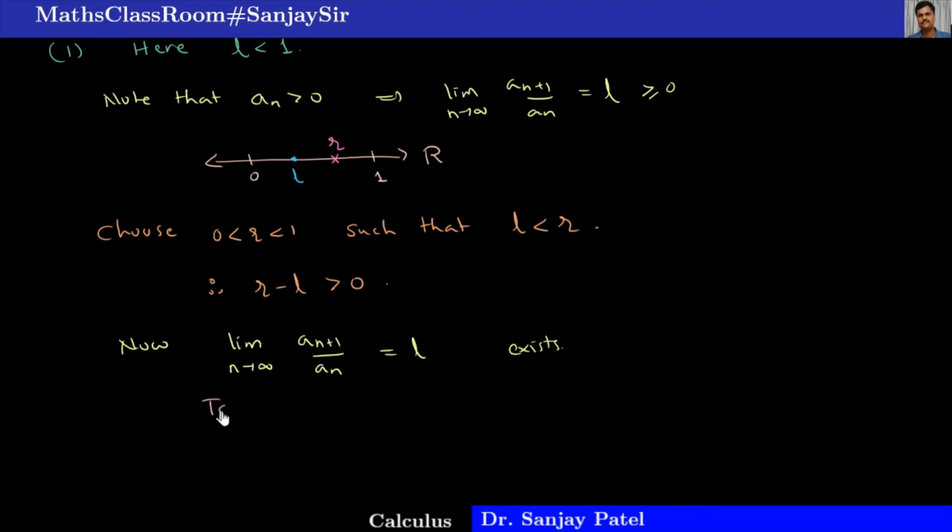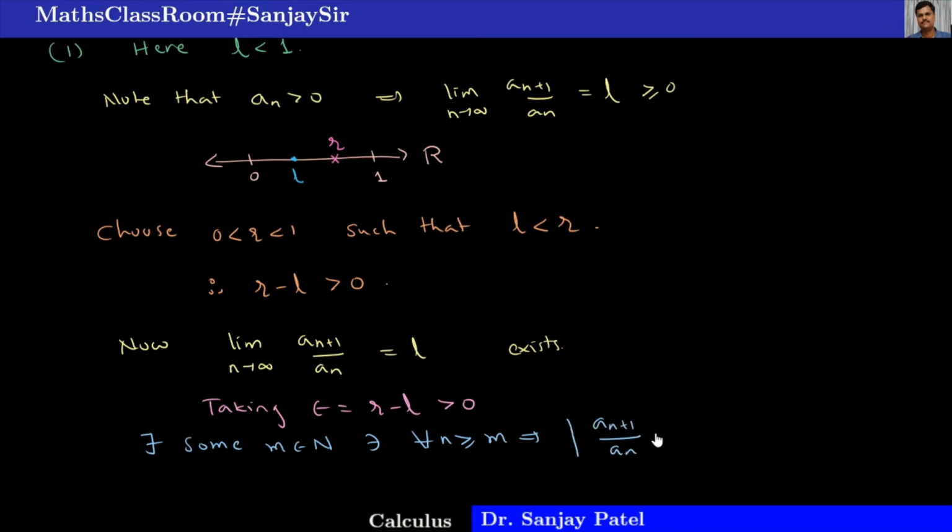So taking epsilon equal to r minus L, which is positive, there exists some positive integer m belonging to n such that every n greater than or equal to m implies mod of an plus 1 upon an minus L is less than epsilon. This is what I am doing: I am applying the definition of limit of a sequence.